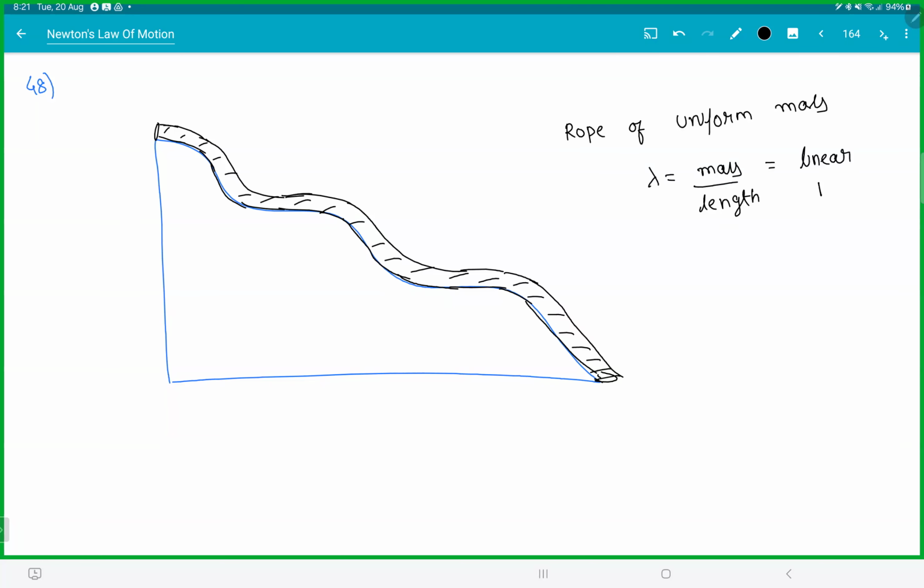The regular density which you studied in school, right, is called volume density, mass per unit volume. What is the meaning of this? Example, if someone tells you lambda is 3 kg per meter, the meaning of this is 1 meter of rope has mass 3 kg. If you take 10-meter rope, mass is 30 kg.